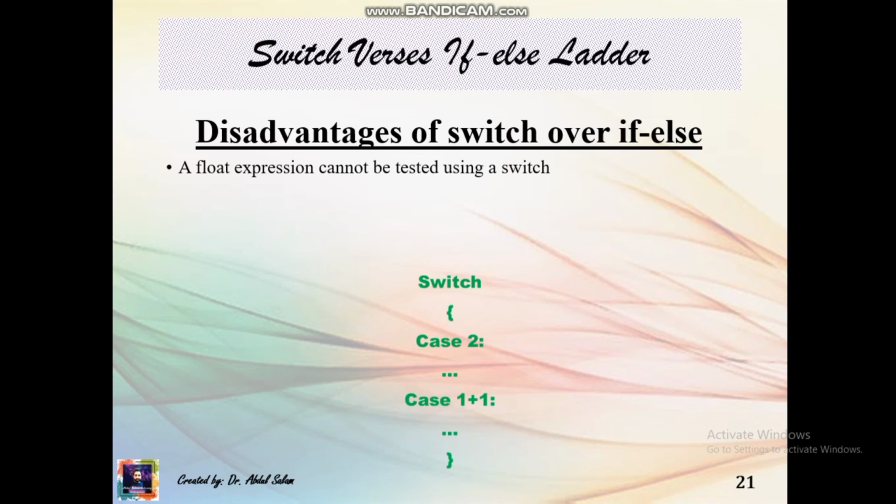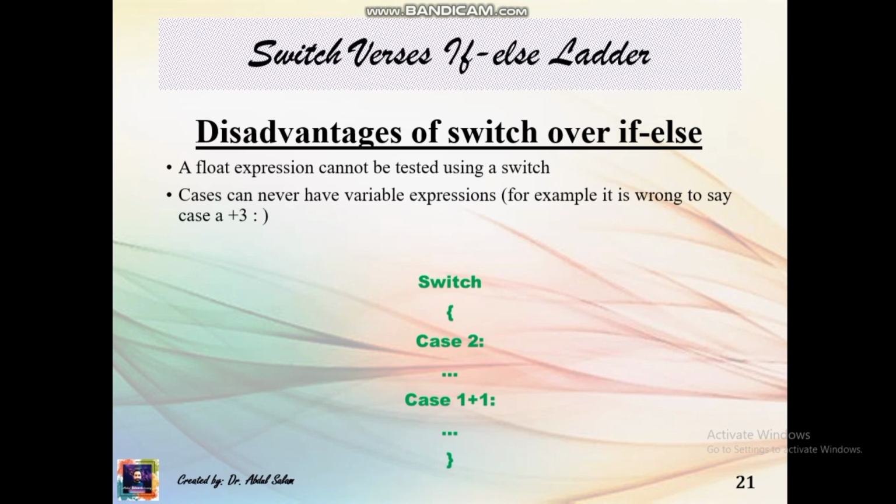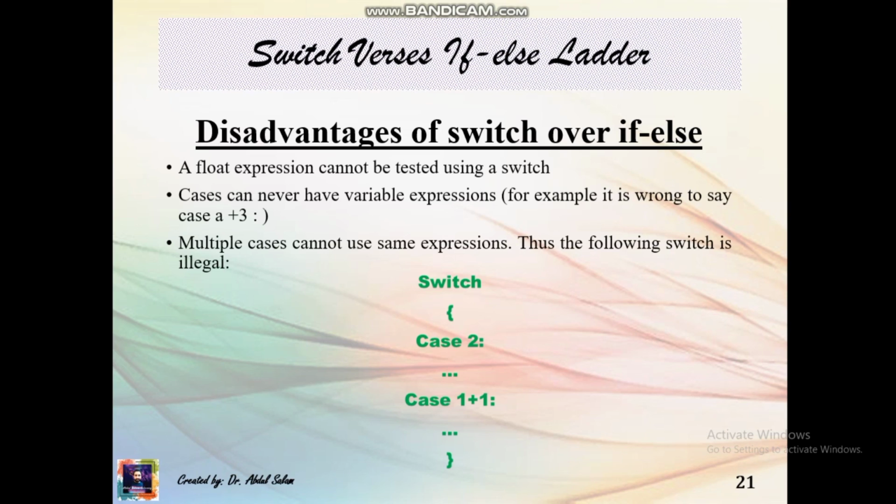Now we will read some disadvantages of switch over if-else. A float expression cannot be tested using a switch. Cases can never have variable expressions. For example, it is wrong to say case a plus 3, or switch case 2 and then case 1 plus 1. We cannot write like this in a switch statement. So it's a disadvantage of switch over if-else. In if-else we can write 1 plus 1. Also, multiple cases cannot use the same expression, thus the following switch is illegal.